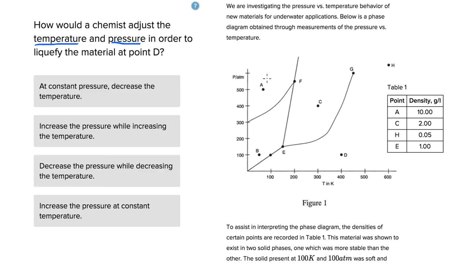What we want to do here is some pattern recognition. What patterns do we see that can help us find a solution? So here we want to know how the temperature and pressure would have to change for a material at point D. Point D is here in figure 1. How can we liquefy that material by increasing the temperature and the pressure?